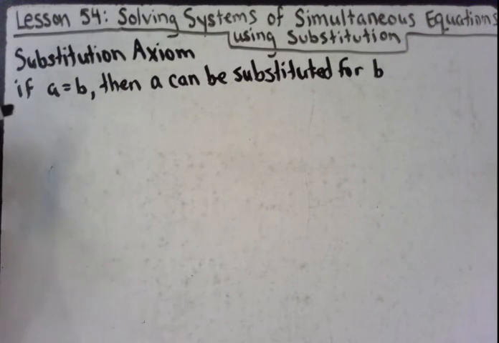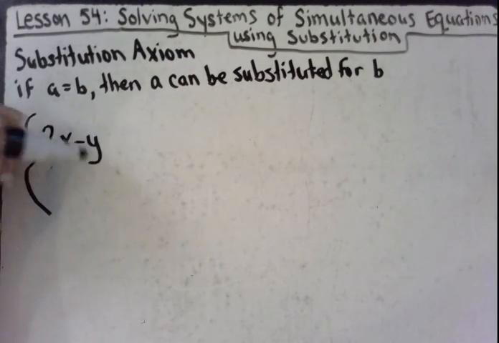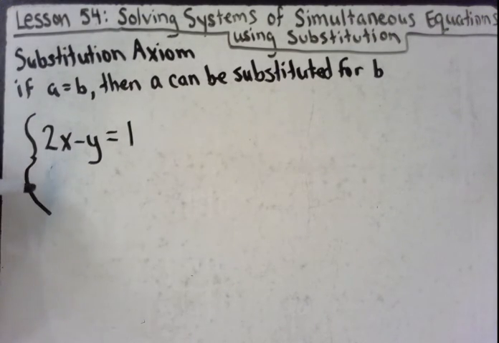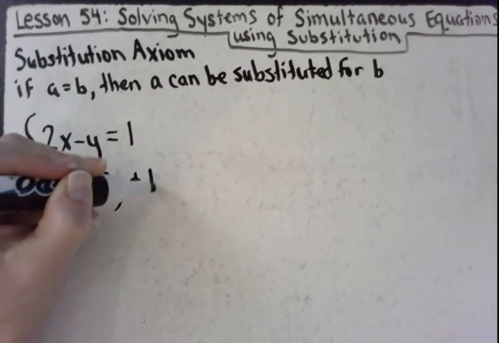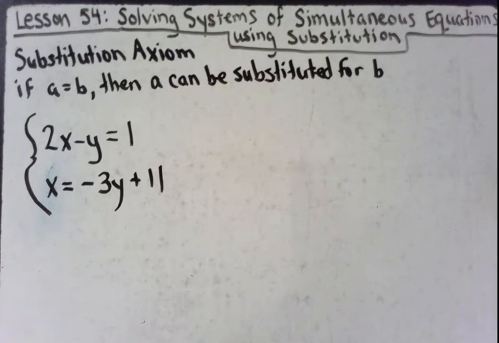So let's practice that. We're going to look at a system of simultaneous equations, and that's 2x minus y equals 1, and then x equals negative 3y plus 11. So a system of simultaneous equations means that there's two different equations, there's two different variables, we have x and y, and basically there is a solution, there's one value of x and one value of y that satisfy both of these equations. And so in order to find what those values are, we're going to use substitution.